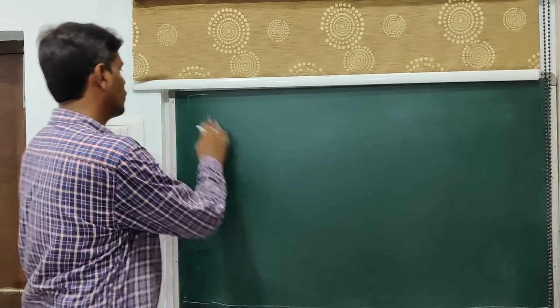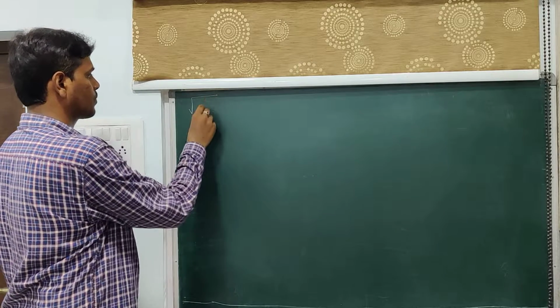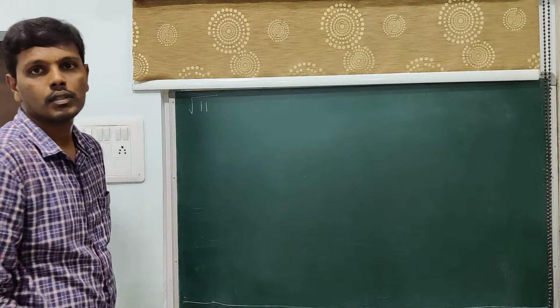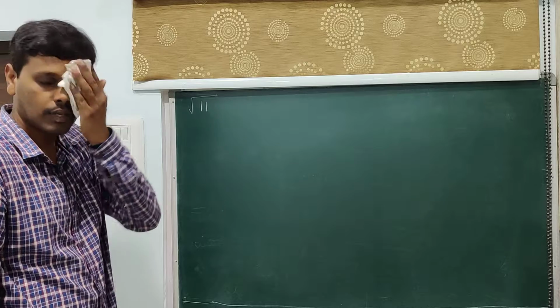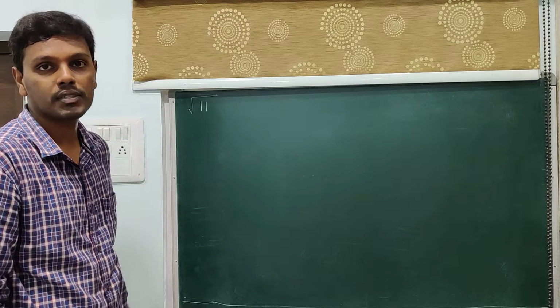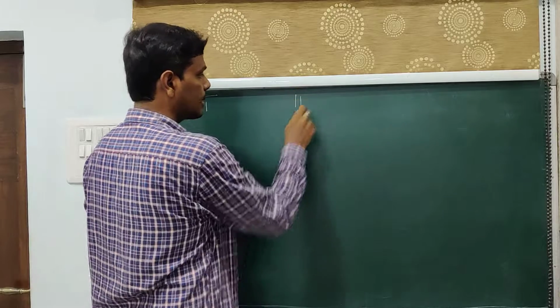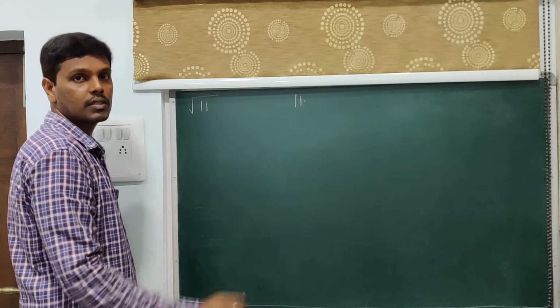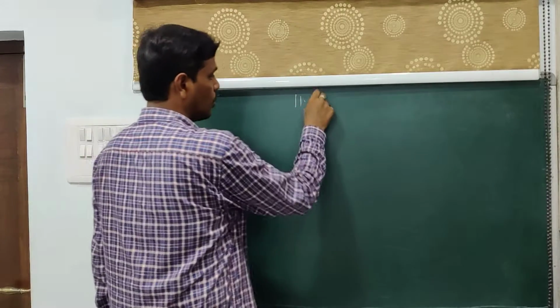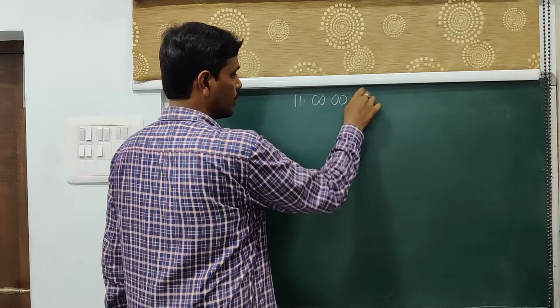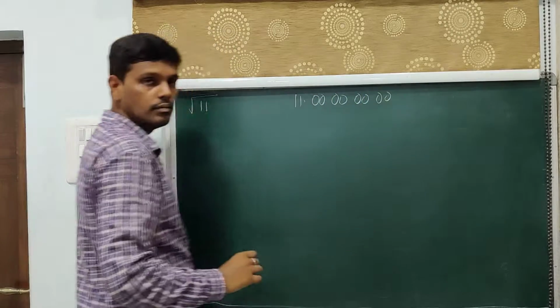Suppose you need to find the square root of 11 up to 4 decimal places. So what you do? You write 11. Since I mentioned 4 decimal places, you will take 4 pairs of zeros: first pair, second pair, third pair, fourth pair.